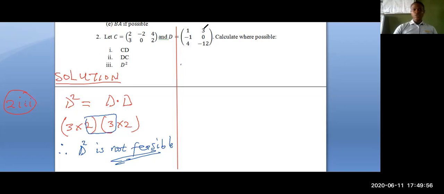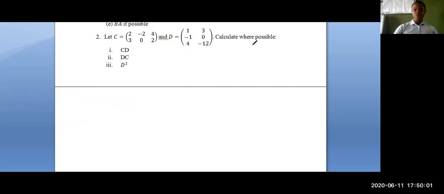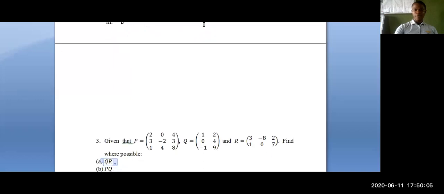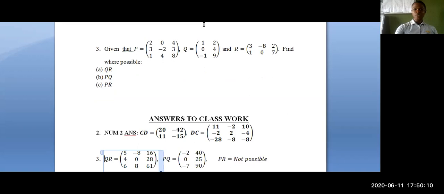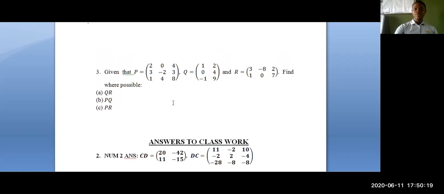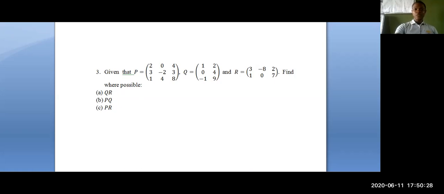All right, so let's look at the next question, which is question 3, before we leave this particular part. Now, question 3 says, given that, all right, so that's the answer for what we have done before. Given that P is equals to this and Q is equals to this, R is equals to this, find where possible QR. So remember, I said I'm going to do only 3A, and of course, the other ones are for you to play with.